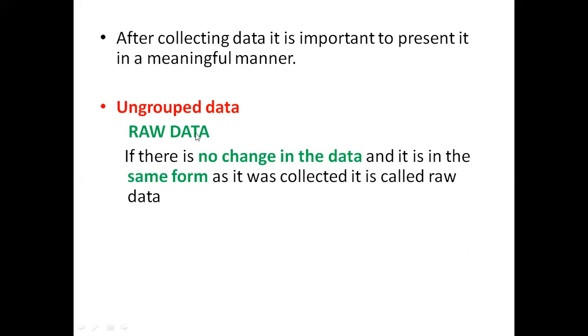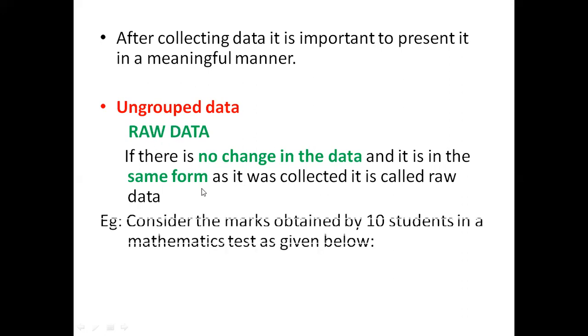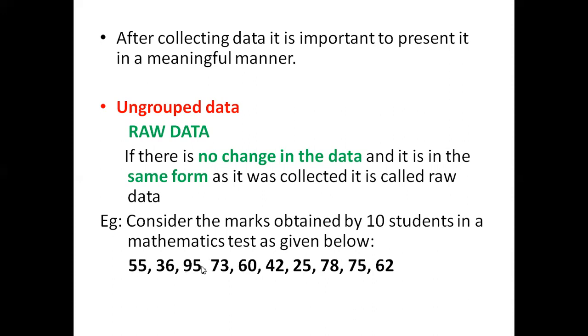The same is also true with data. If we take raw data, there will not be any change in it, and it is in the same form as it was collected. That is what we call raw data. Now they have given an example. Consider the marks obtained by 10 students in a mathematics test, given below: 55, 36, 95, 73, 60, 42, 25, 78, 75, 62. This information is given as it is. There is no change made in the data, no arrangement, as you can see. We have not done any processing on this data. So this is raw data.